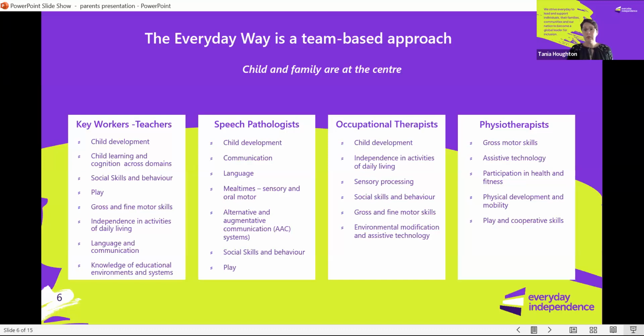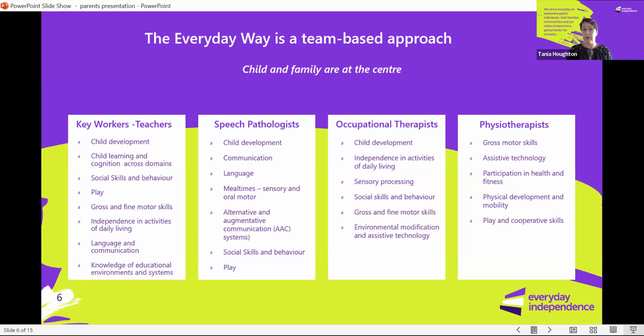So the key worker would work with the family at home. They would figure out with the family what goals that family want to achieve for that child at home. And they'll also work with the kinder to look at how they can transfer some strategies that work at home, or see that the goals that are appropriate for the kinder can be worked on as well.